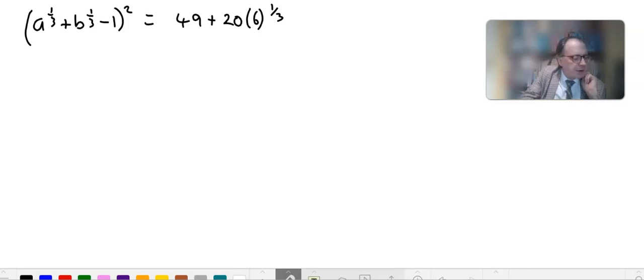This is British Mathematics Olympiad 2000, round 2, question 3, and we are trying to find two positive integers a and b which have the property that (a^(1/3) + b^(1/3) - 1) all squared will equal 49 + 20 times 6^(1/3).